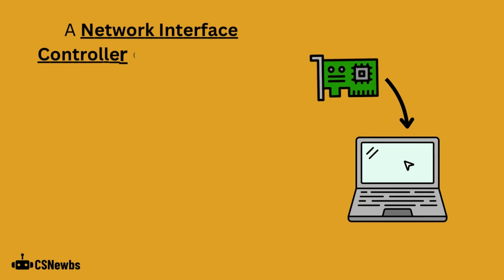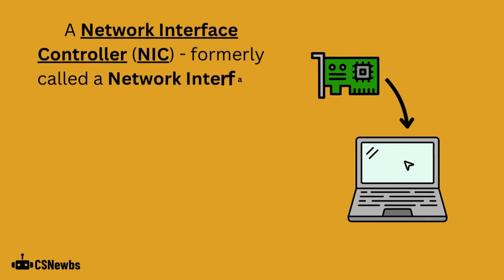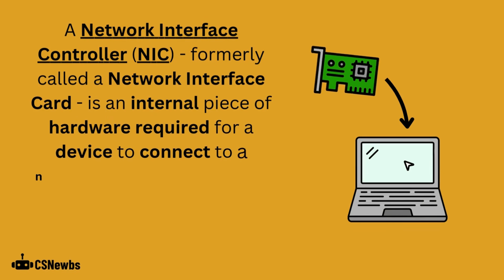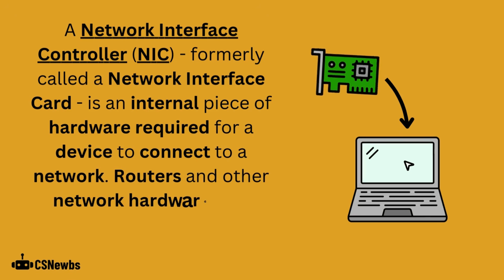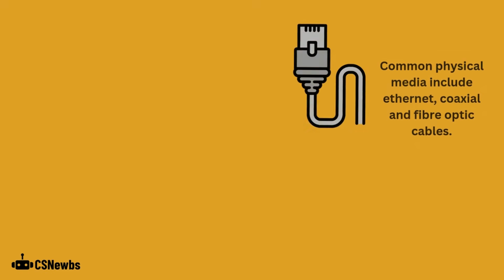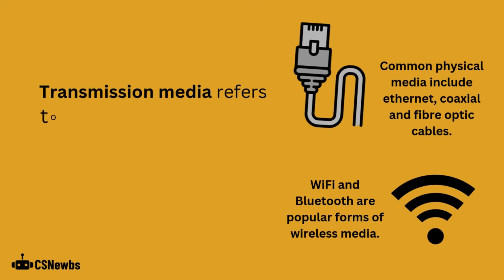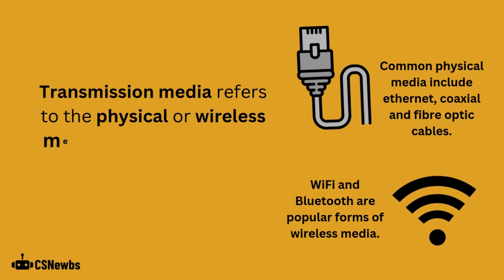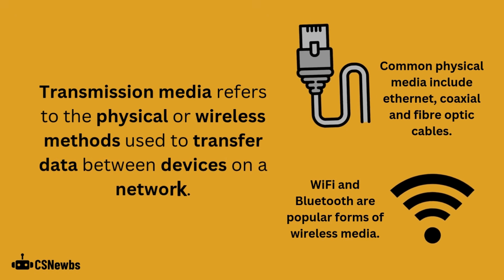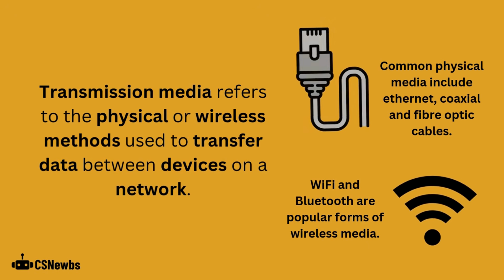A network interface controller, formerly called a network interface card, is an internal piece of hardware required for a device to connect to a network. Routers and other network hardware also require a network interface controller. Transmission media refers to the physical or wireless methods used to transfer data between devices on a network. See the video about wired and wireless networks for more information on this.